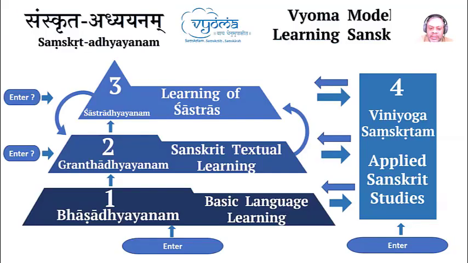Now, if you see this slide, what are the components of this slide? There are four components of the learning model of Sanskrit. First is Bhashadhyanam, where you do the language learning. The second is you get into a text like Bhagavad Gita, Ramayana, etc., and do a textual learning. The third is you learn the Shastras, Shastradhyanam. And the fourth step that we suggest is vyoma-samskritam. You use these learnings and apply it and think if you can solve the modern contemporary problems of the modern world through learning of Sanskritam.